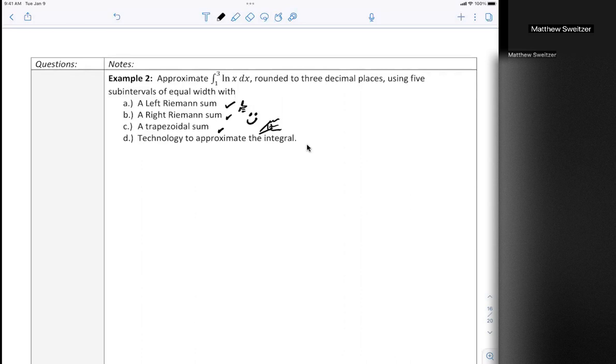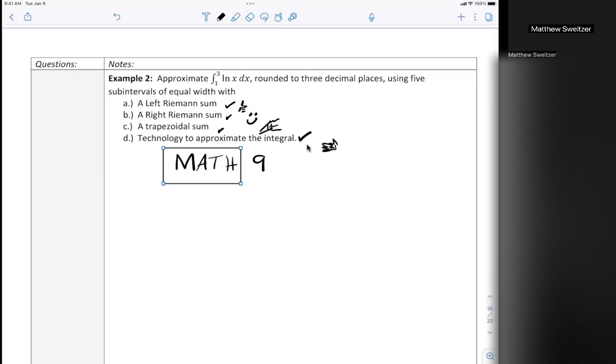Yay, clap. And just remind us all, what technology are we using? I know we're using the calculator, but what do we have to go in there and do? Math, and then 9. We all clapped, so I'm assuming we're pretty comfortable with that.